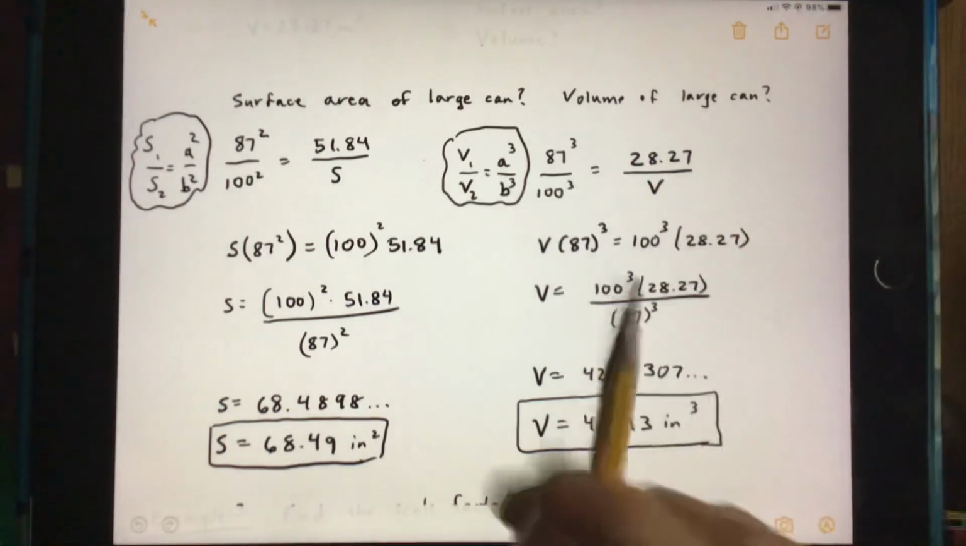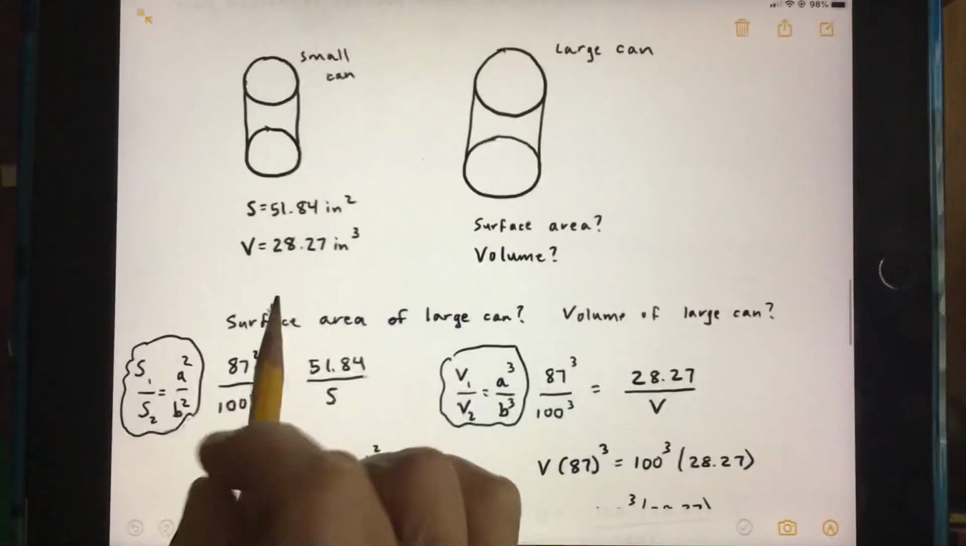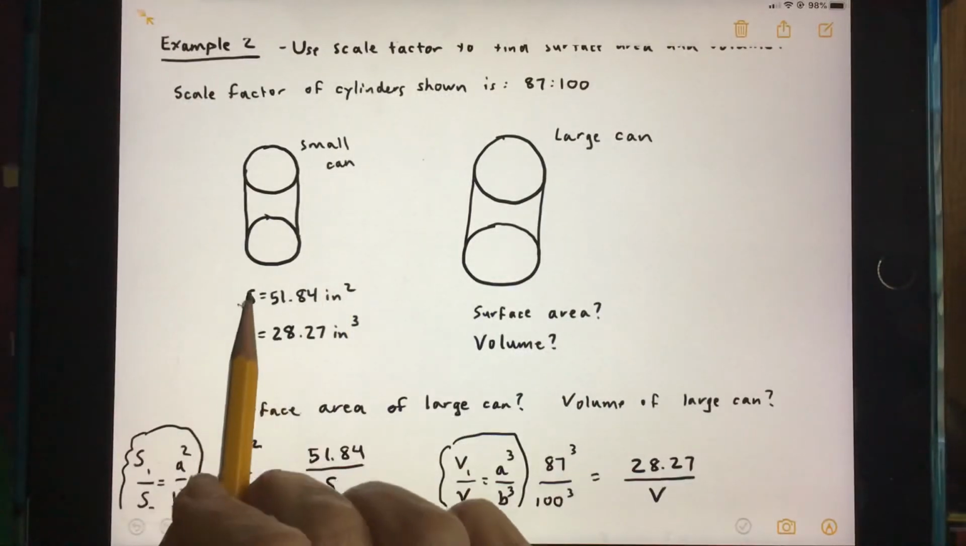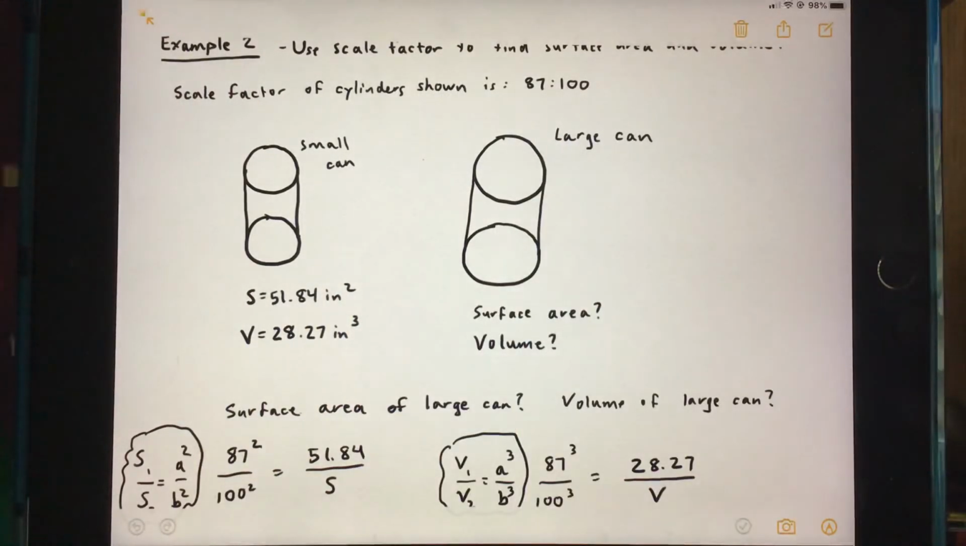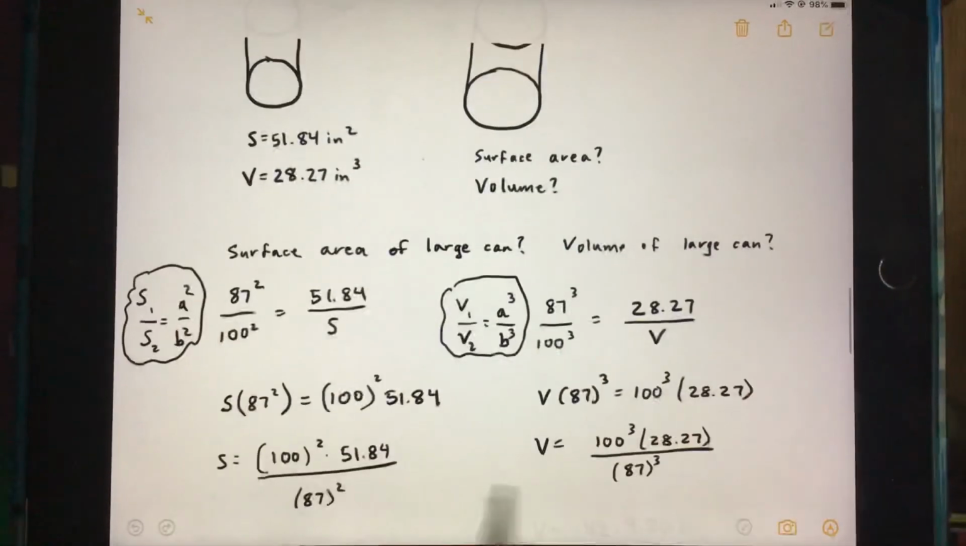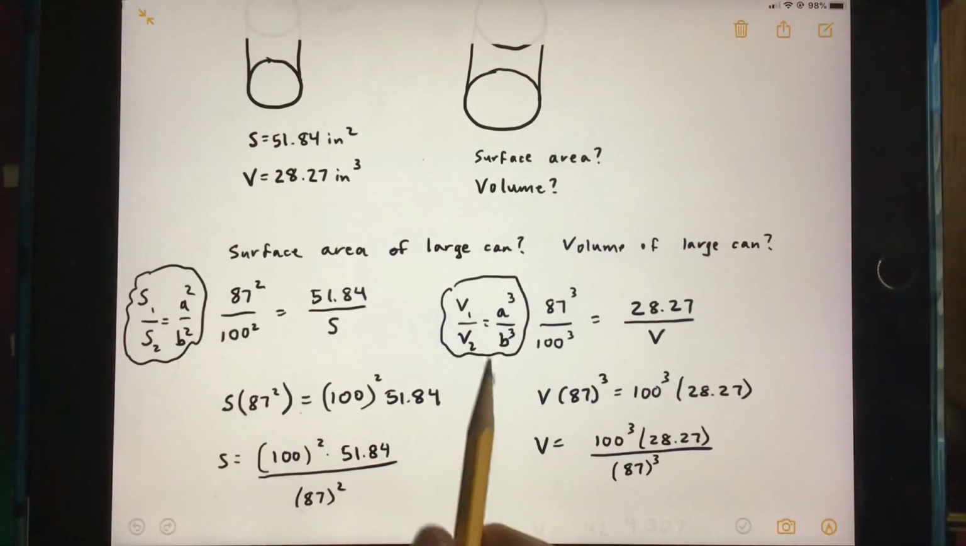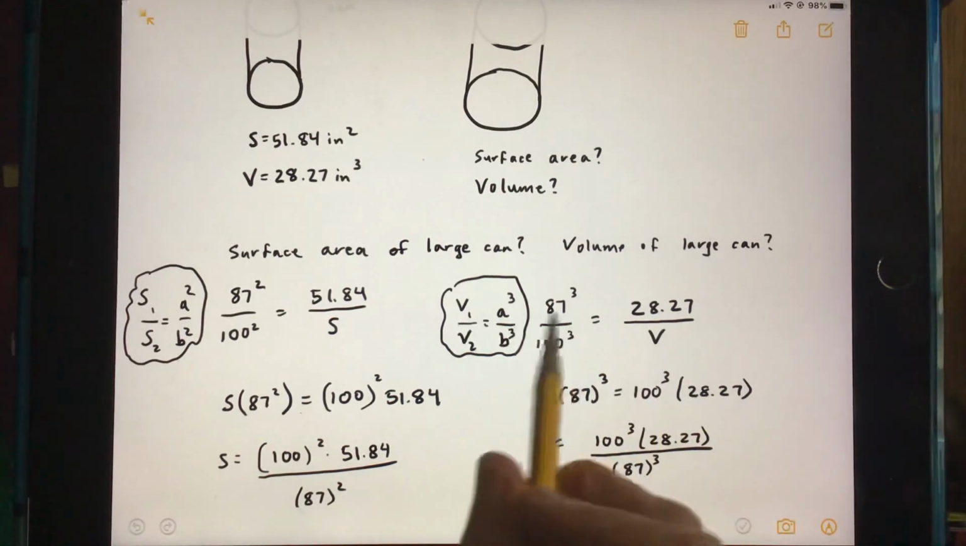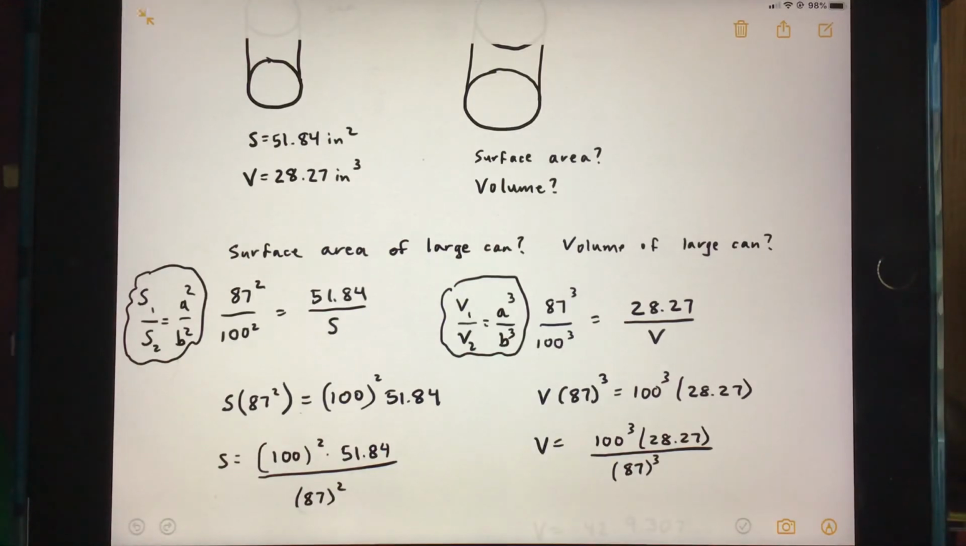What about the volume of the large can, knowing the volume of the little can? There's our volume of the little can. And again, the scale factor from the little to the big can is 87 to 100. So volumes compare. Volume 1 to volume 2 is equal to a cubed to b cubed. So we find the one-dimensional scale factor, 87 to 100, and we're going to cube that. So 87 cubed over 100 cubed is equal to 28.27 compared to the volume of the big can. So it's little can to big can, little can to big can. But again, the volumes compare with cubes.